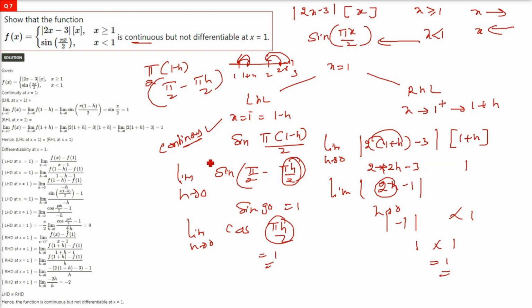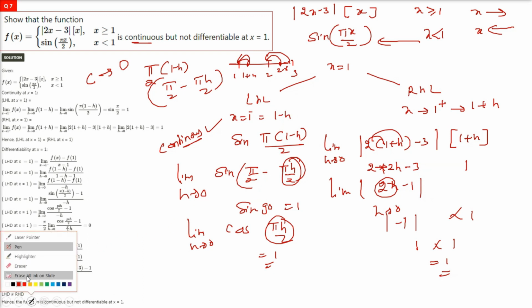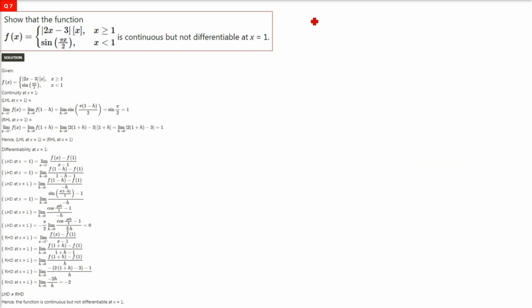Now let us come to differentiability. Continuity we have shown already. Now differentiability we have to show, because continuity doesn't guarantee differentiability, but differentiability guarantees continuity. You would have checked for differentiability, but if it is not differentiable, you have to go back to continuity.